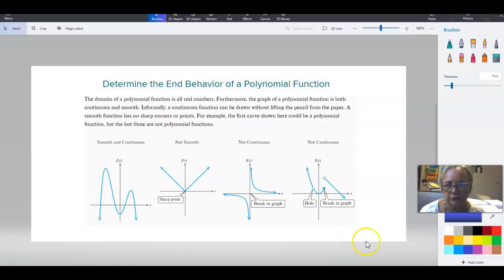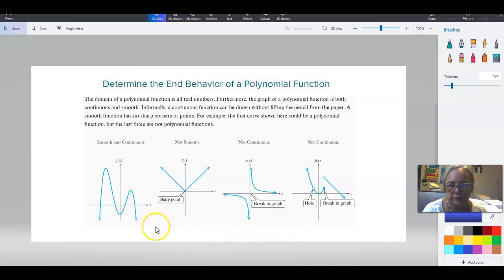Hello, in this video I would like to talk about how we can determine the end behavior of a polynomial function. So let's remind ourselves that a polynomial function has a domain that is the set of all real numbers, no exclusion, but the range depends on the type of polynomial function and its behavior.